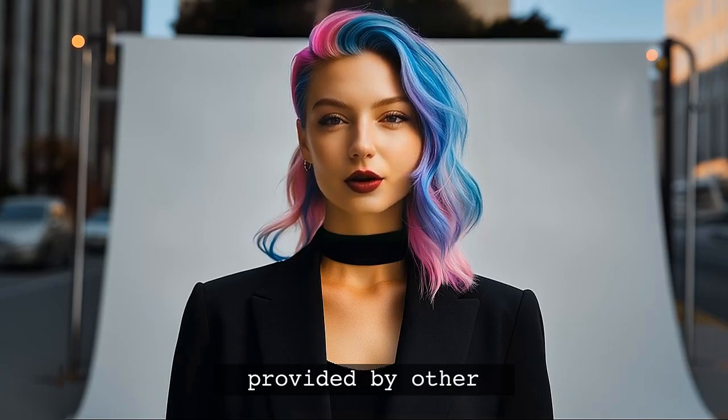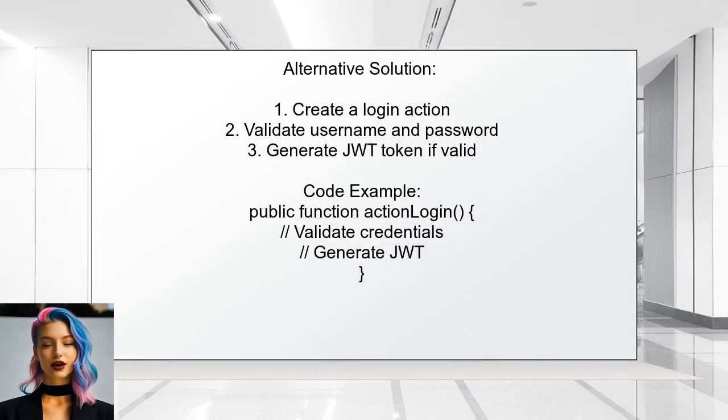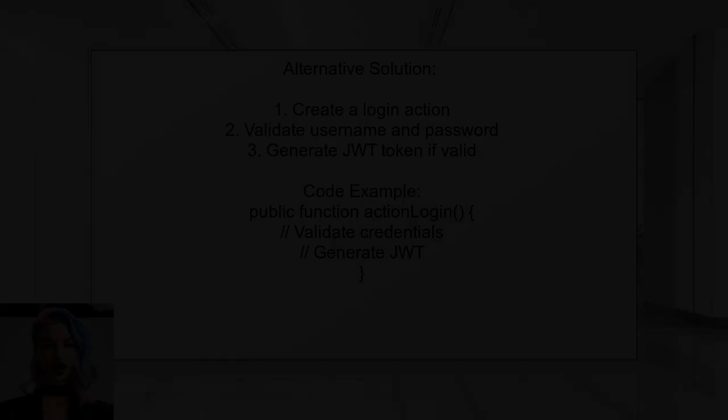Now let's look at the answers provided by other users. This user provides a method for implementing JWT authentication in a Yii2 project. They start by creating a login action that validates the user's credentials and generates a JWT token upon successful login.